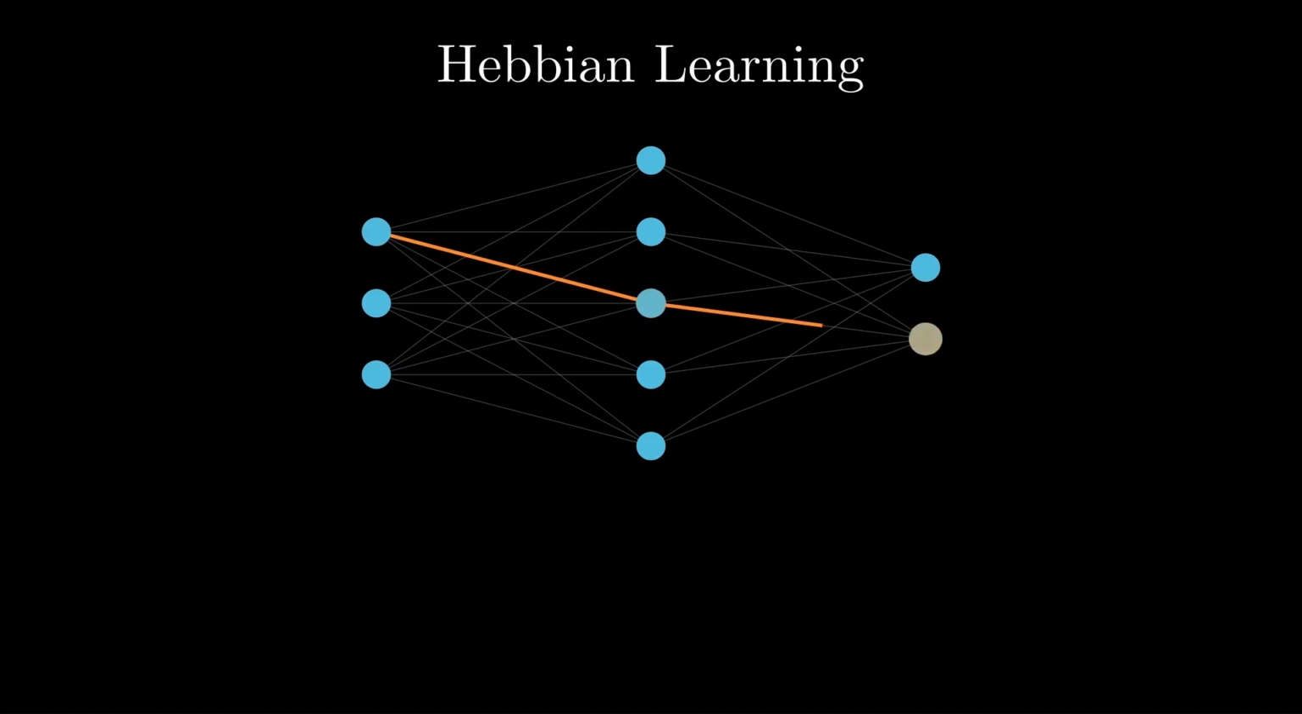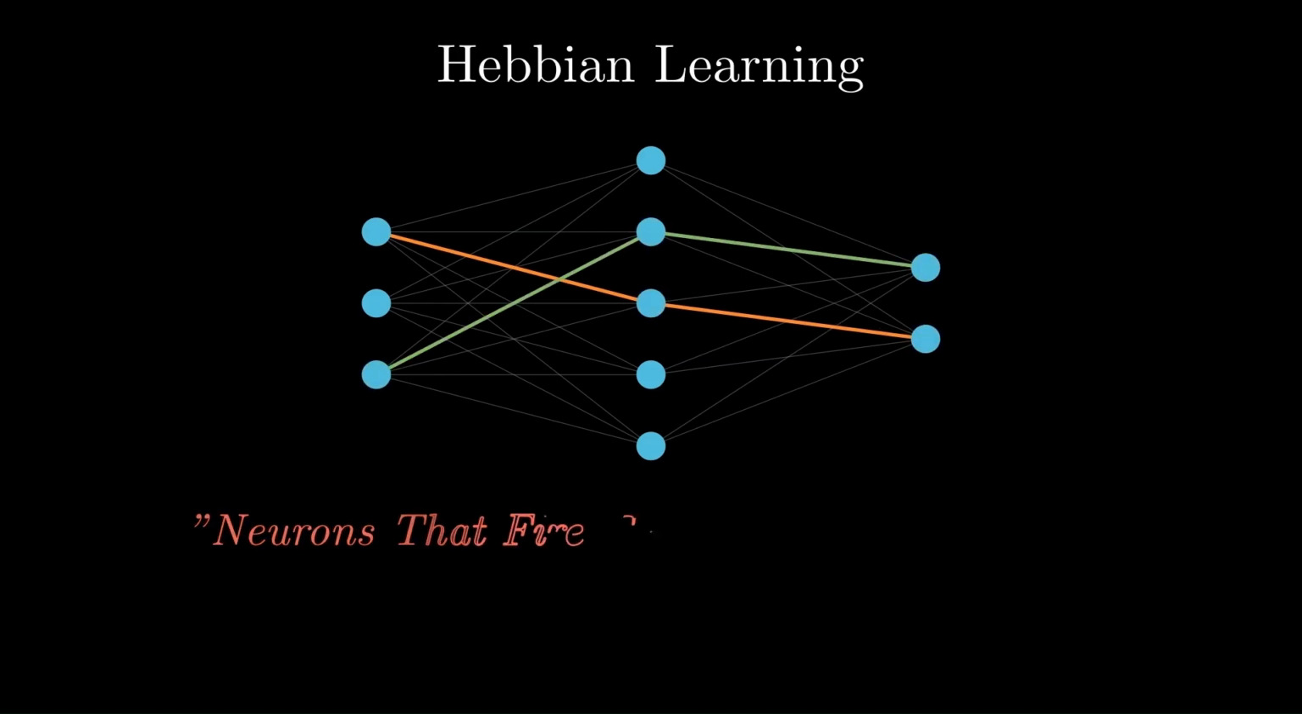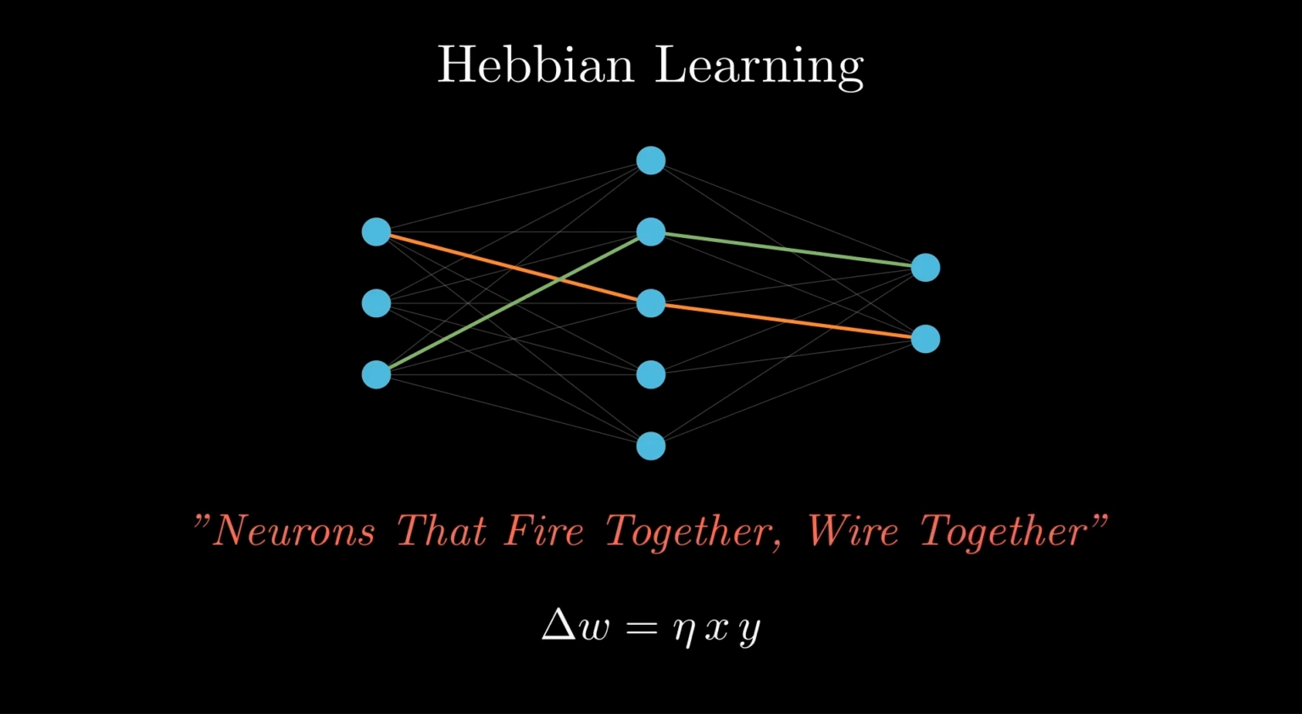Second, Hebbian learning governs synaptic plasticity through the principle that neurons that fire together wire together. The weight update rule follows delta W equals eta times x times y, where eta represents the learning rate, and x and y denote pre- and post-synaptic activity.